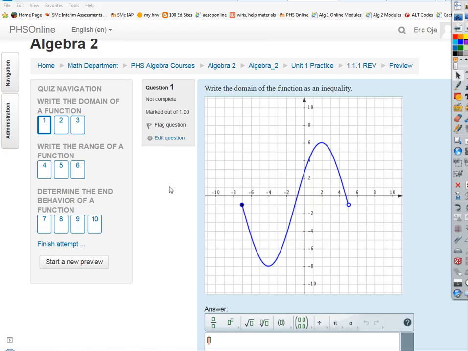So let's think about this. Domain. What's domain asking for? X values. Good. We want all the X values where this function exists. In ant terminology, those are all the X values that an ant could walk on as he walks this function. One useful way to think about it: what if we took the function and squashed it down onto the X-axis? Where would it leave a mark?